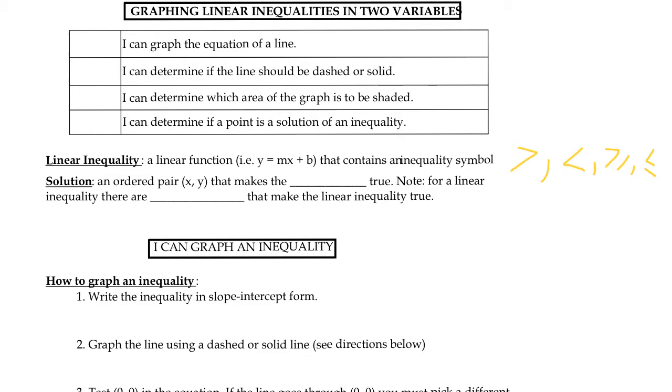And the solution is an ordered pair (x, y) that makes the inequality true. So the word that goes over here is inequality. And note, for a linear inequality, there are an infinite number of solutions.